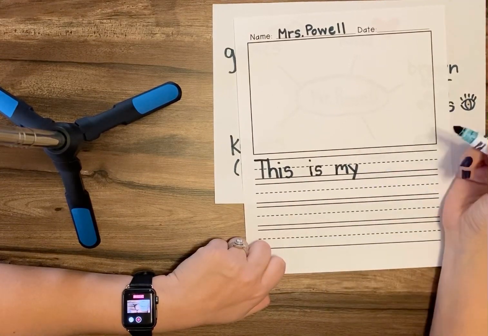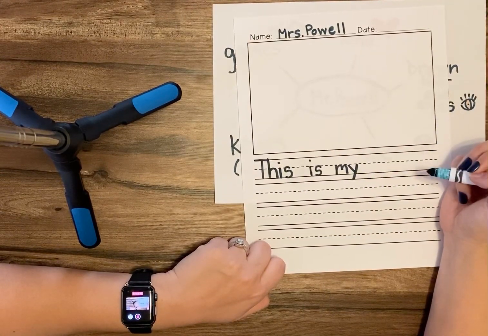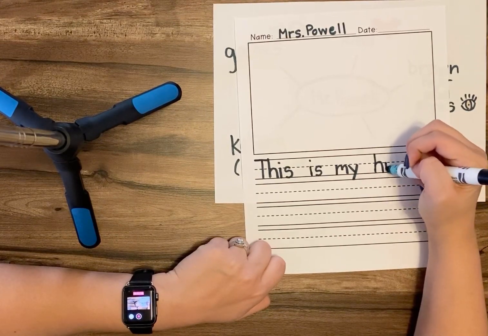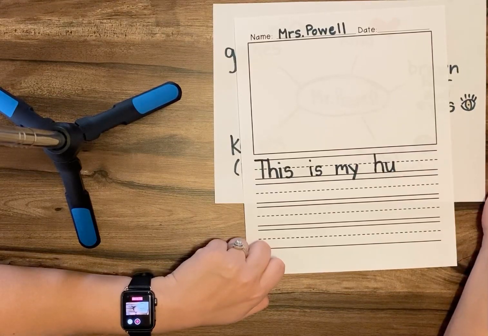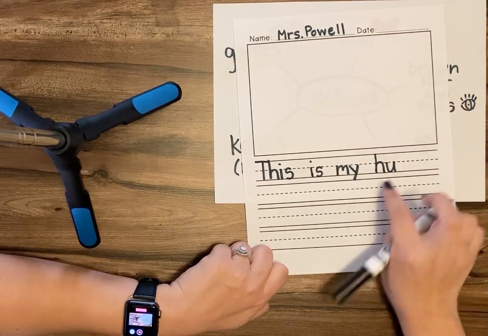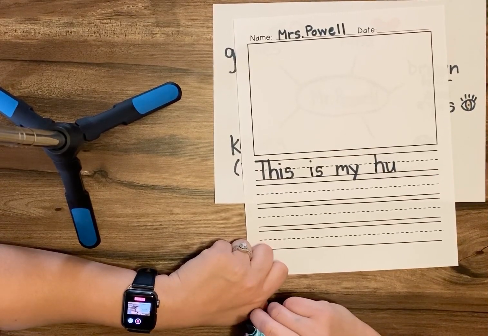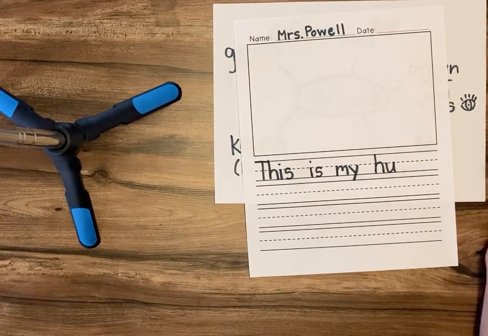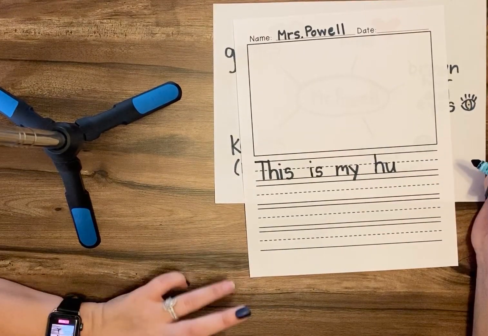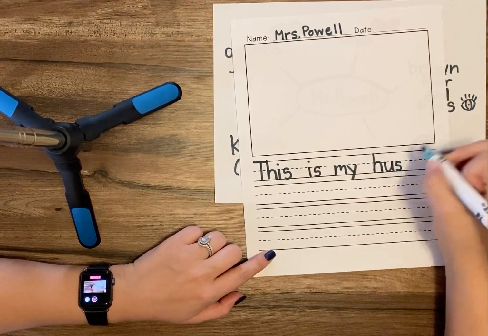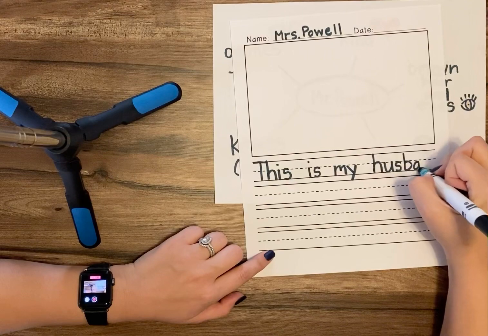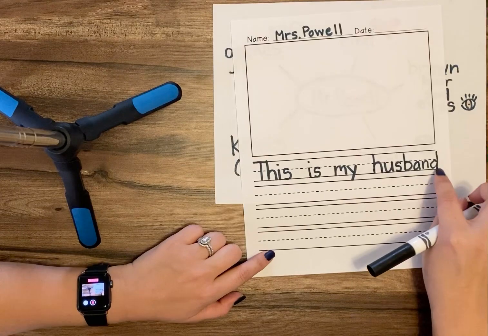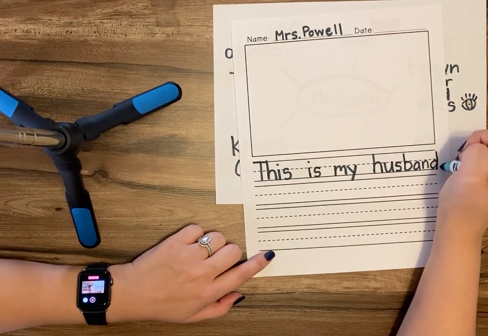This is my husband. This one I have to sound out. Are you ready? Husband. Oh, I hear you. Huz. Now it sounds like a Z, but I've seen this word before, and I know that it's one of those tricky S's. We talked about the tricky S that makes the Z sound instead of the S sound. This is my husband. That's my first sentence, and at the end of every sentence, we need a period.